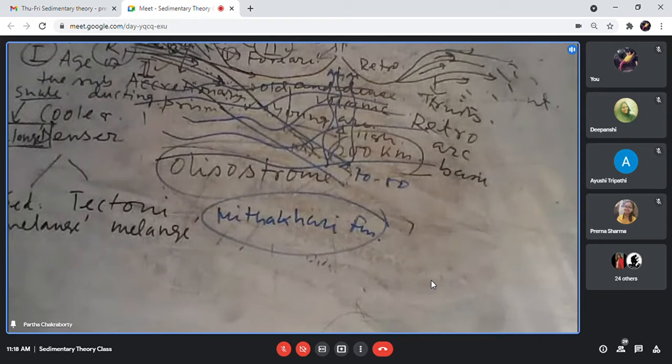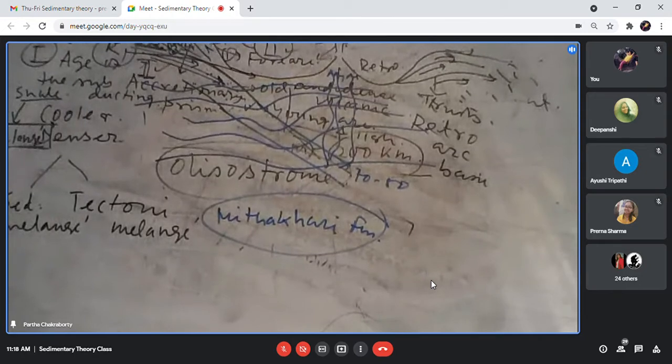And what about the retroarc? Retroarc is a system of an orogenic belt, and that is completely in the form of thrust sheets, and the supply of the sediment is from the thrust sheets. That is the retroarc.